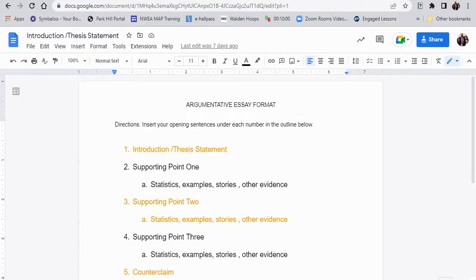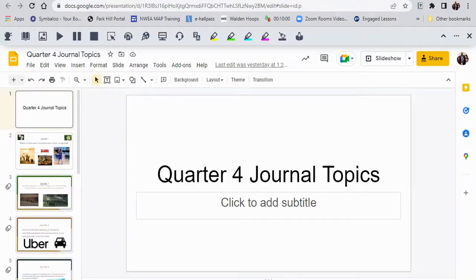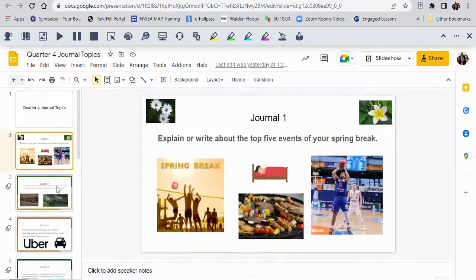The final thing that I want you to work on is your journal. If you have been absent and you've missed journal entries, I went ahead and put them on Schoology at the very top. And so this is what it looks like. It's titled Quarter 4 Journal Topics, and you have 11 of them.